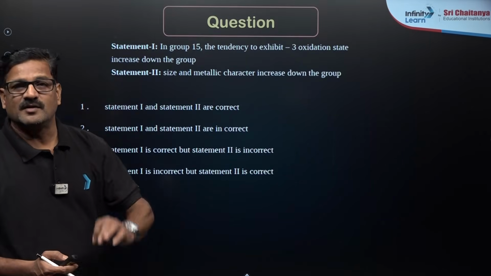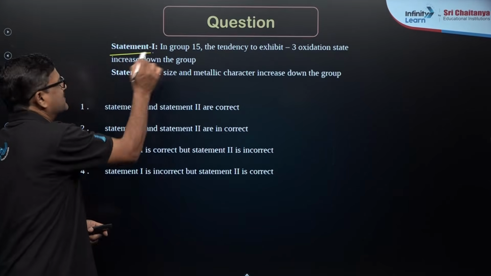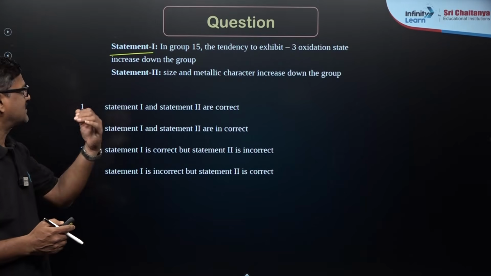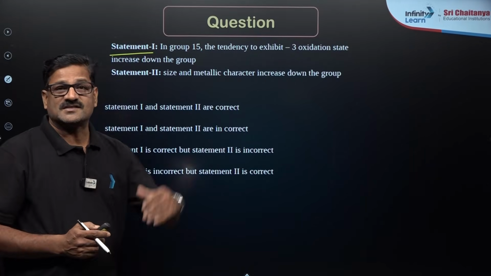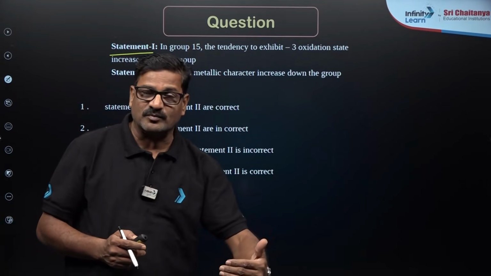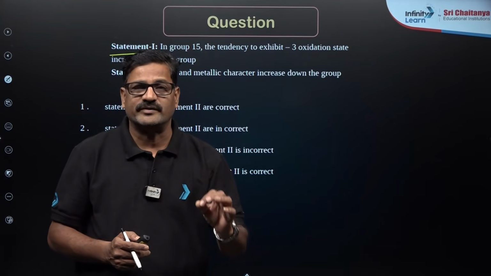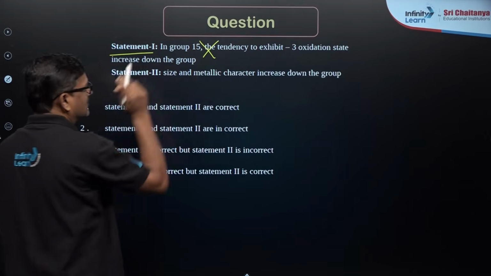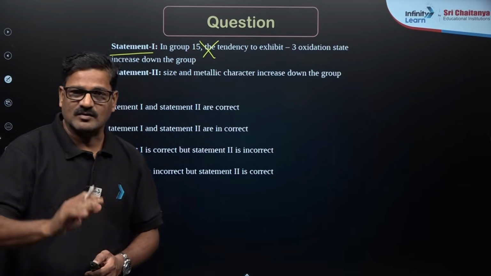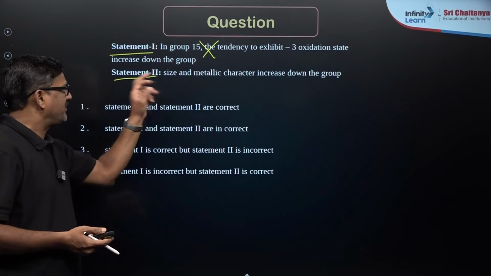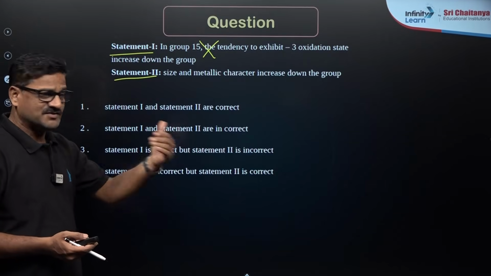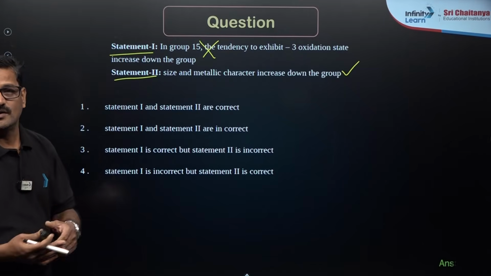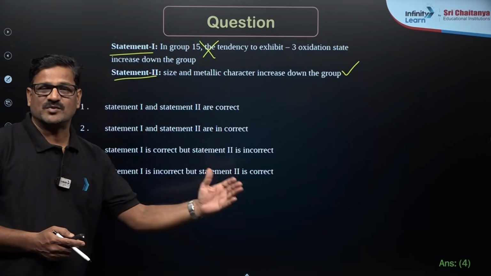Here is a question from P block elements. It is given again statement 1. In group 15, the tendency to exhibit -3 oxidation state increases down the group. As metallic nature increases down the group, tendency to show negative oxidation state decreases. Therefore, statement 1 is wrong. And second, statement 2, size and metallic character increases down the group. It's a phenomenon, and it is going to be true. So statement 1 is incorrect, statement 2 is correct.